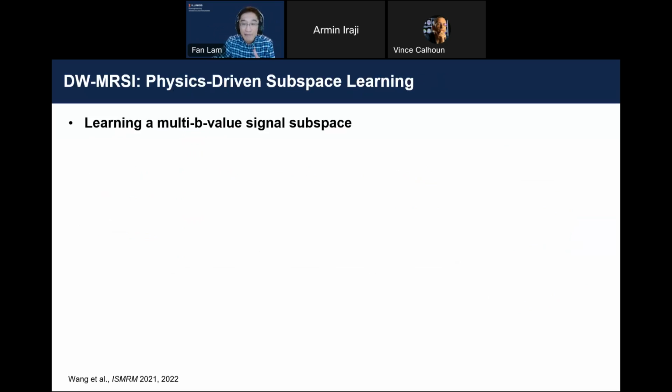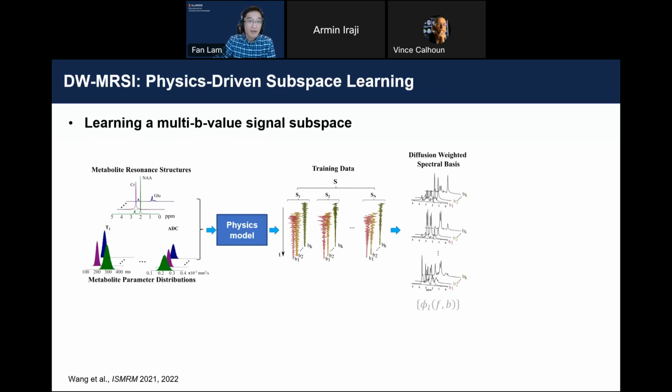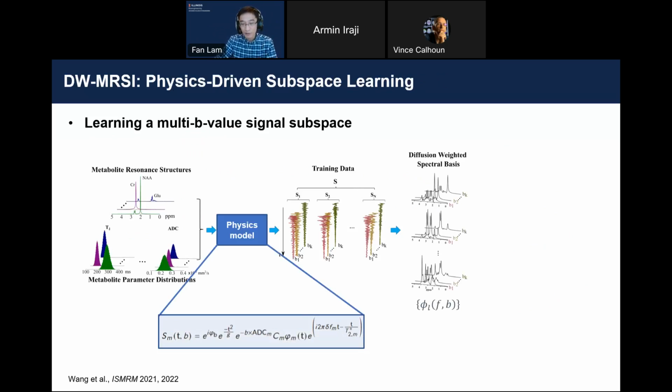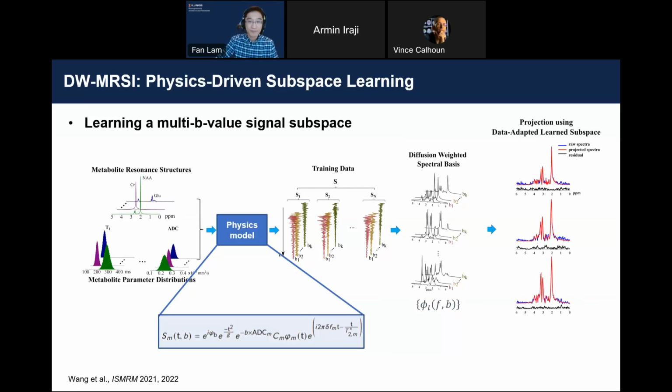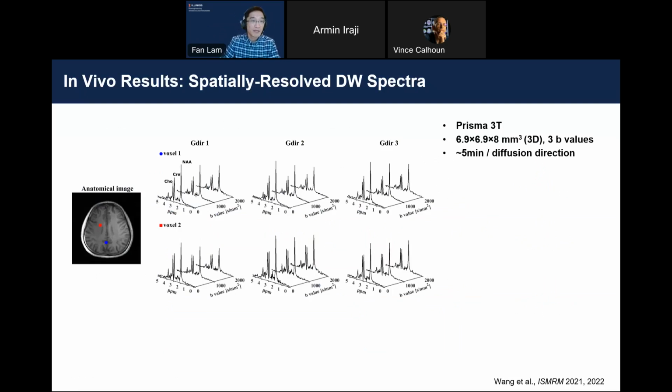Okay, and then you can leverage a similar concept by bringing the diffusion model into this process, to allow you to integrate a biophysical prior into the subspace learning strategy, specifically designed for the diffusion weighted MRSI problem. And here's some very interesting results. You can see that in this scan, we are able to obtain very high quality diffusion weighted spectra from different spatially resolved voxels.